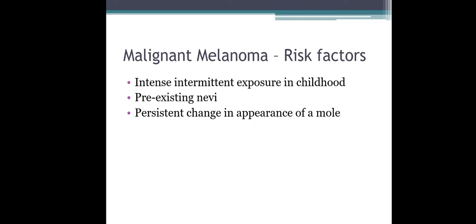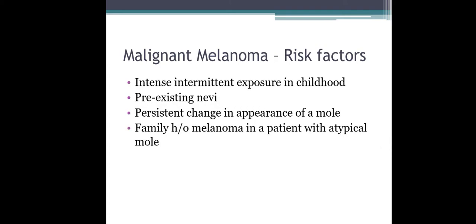And I told you, even though a nevus very rarely transforms to a malignant condition, that is another risk factor. Now, persistent change in appearance of a mole. Family history of melanoma in a patient with an atypical mole. What is an atypical mole? See, in some patients, this nevus, even though it is benign, in certain cases where all these mutations are there, these nevi can undergo malignant change.